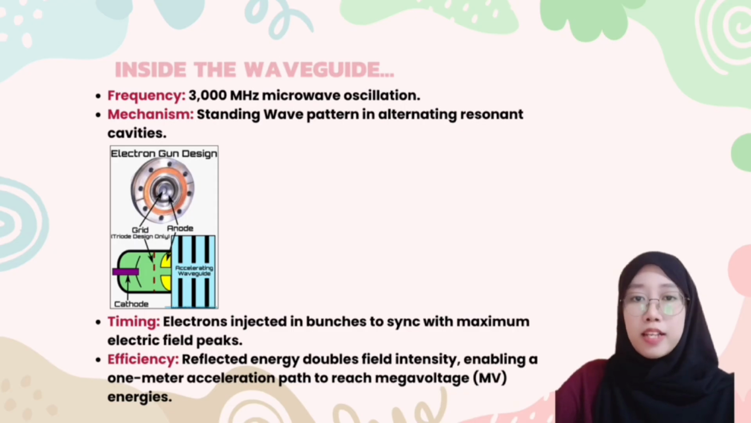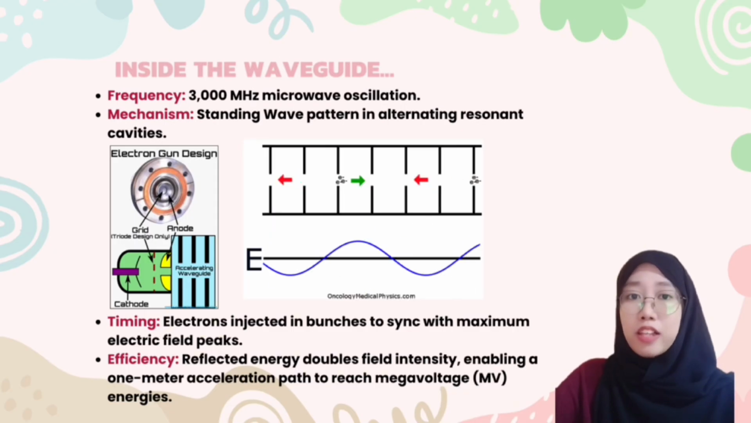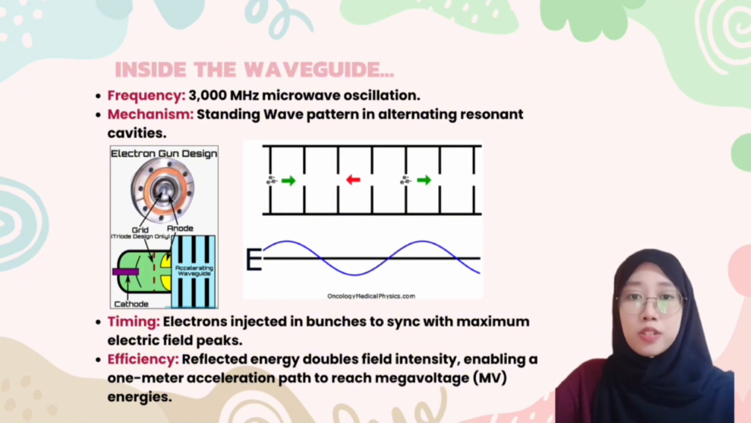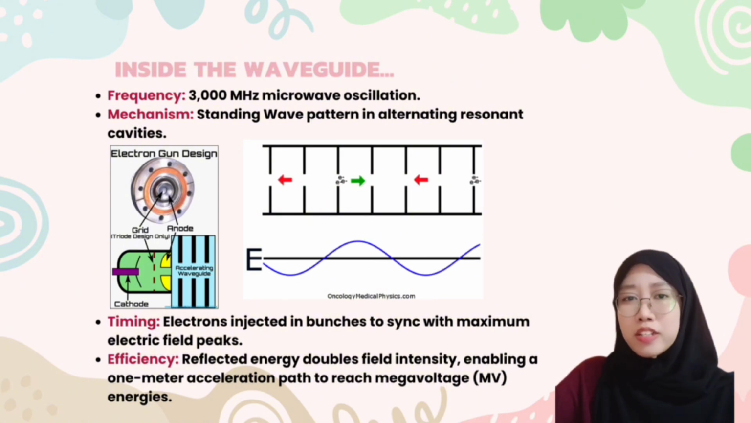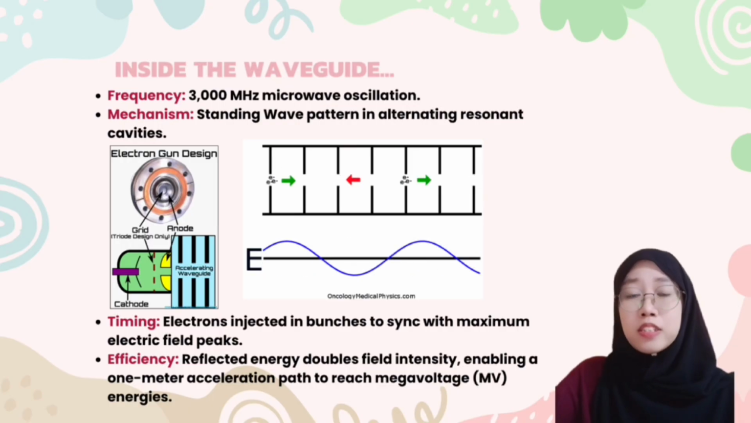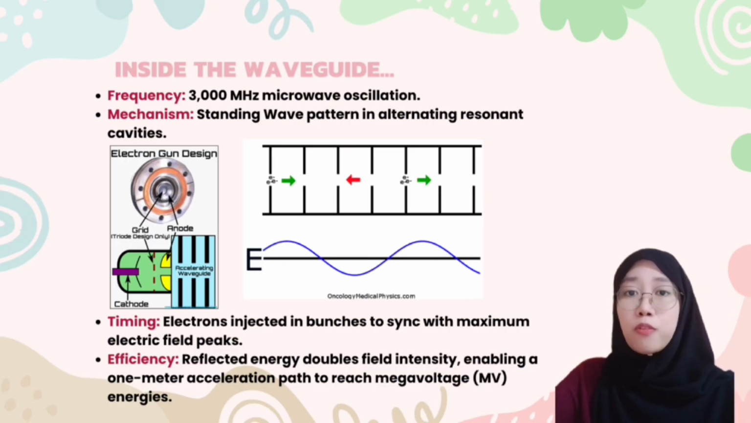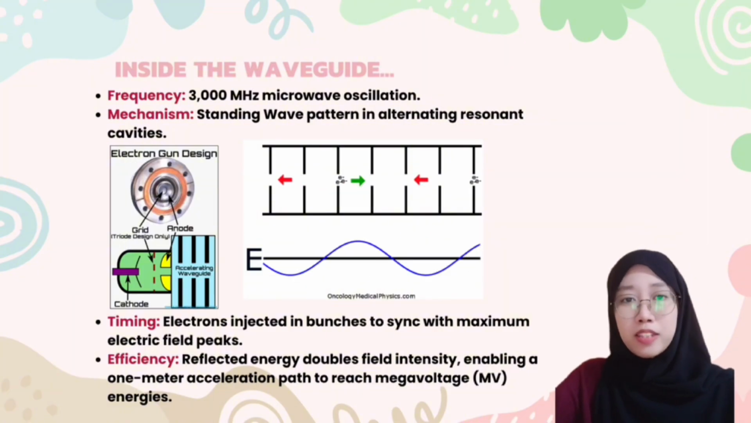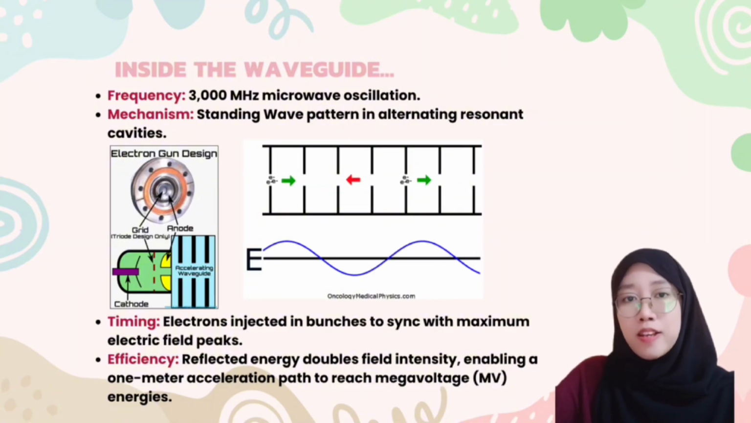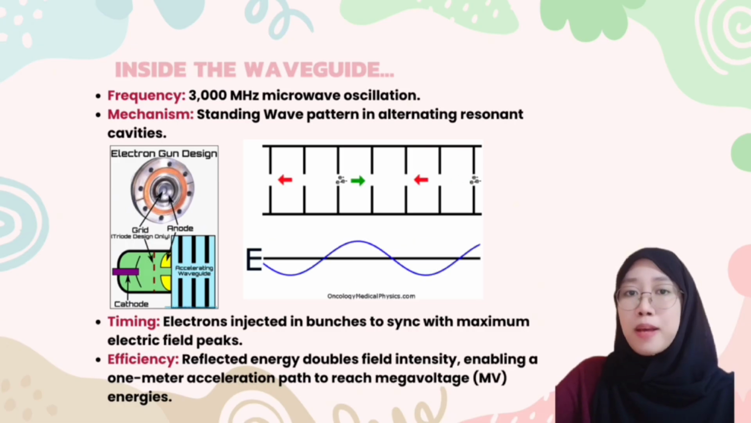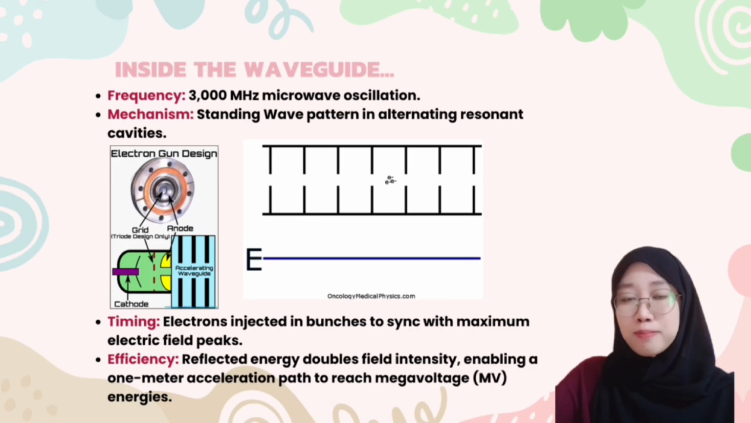Here, microwave power oscillates at 3000 MHz to create a standing wave, which is a stationary electromagnetic pattern within alternating resonant cavities. Electrons are injected in time bunches, entering the accelerating cavities at the precise moment the electric field reaches its maximum forward pushing strength. By reflecting energy to double the field intensity, the system allows electrons to gain massive megavoltage energies. This efficiency is the reason a powerful particle accelerator can be contained within a tube only 1 meter long.